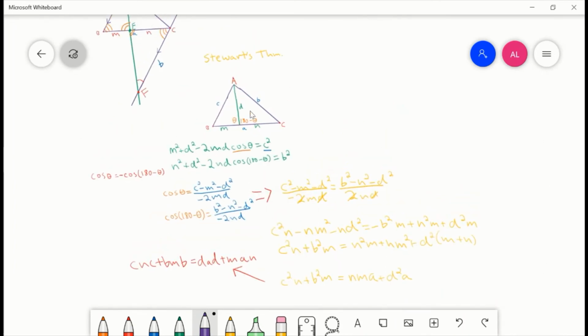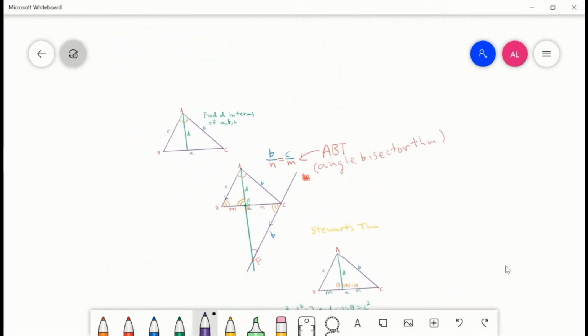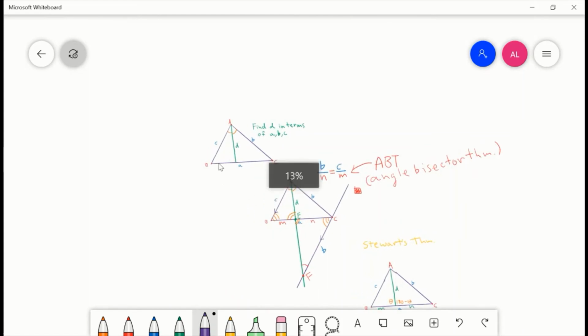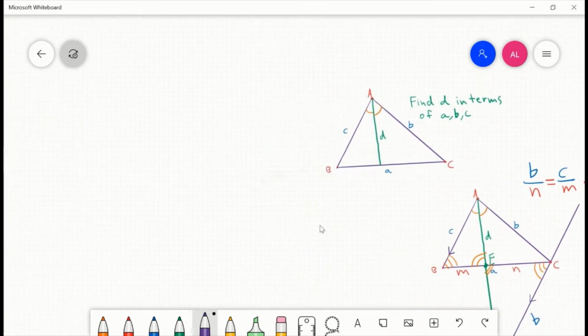And this doesn't only work for the angle bisector. This actually works for any cevian D. So we just proved Stewart's theorem, we also proved the angle bisector theorem, and those are going to be our two main tools that we will use to find an equation for D in terms of A, B, and C.